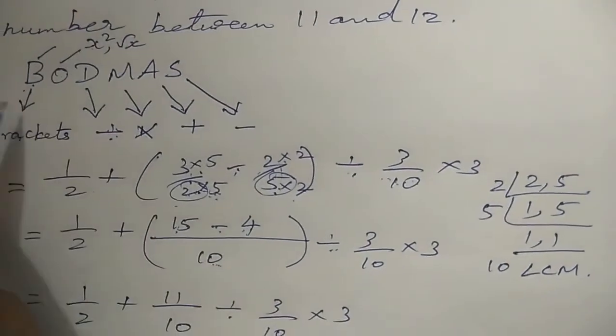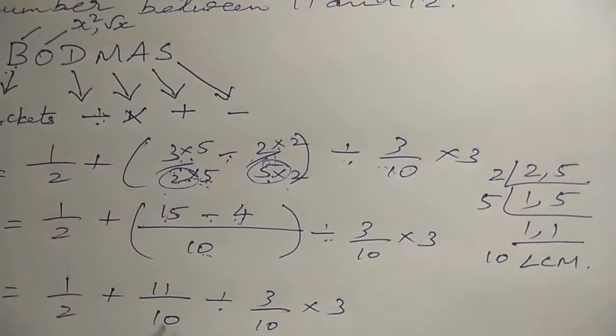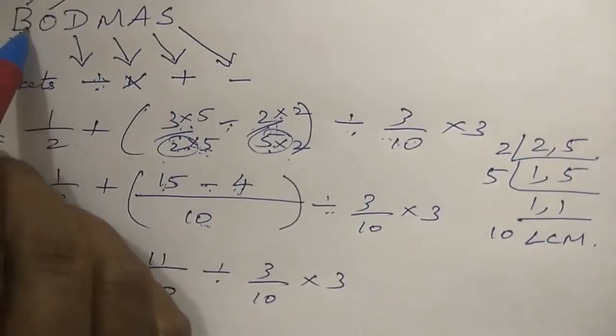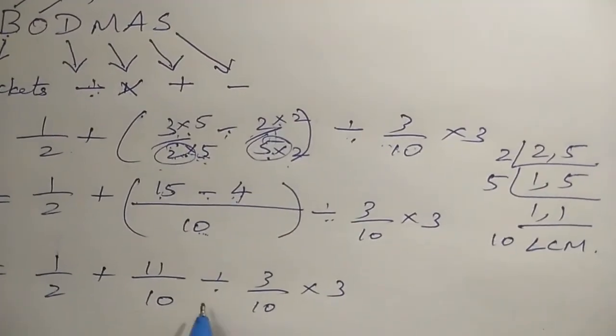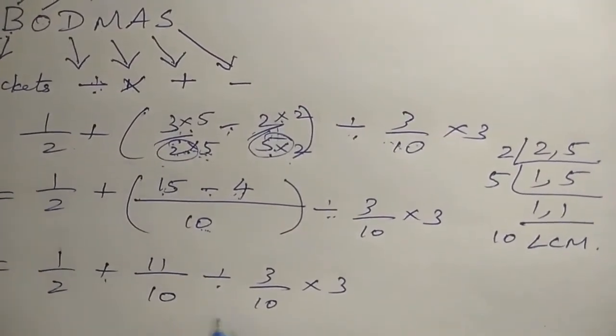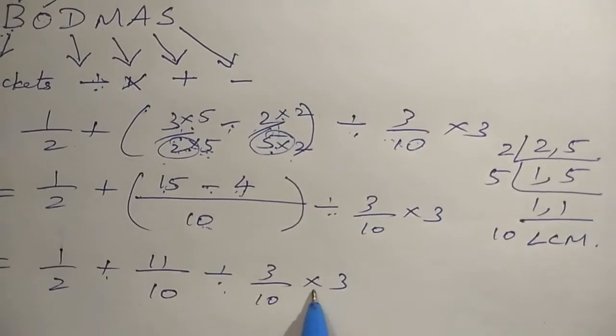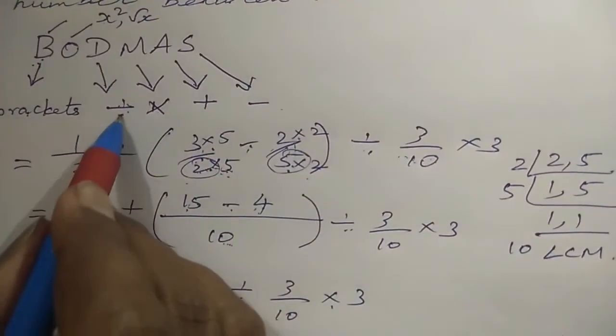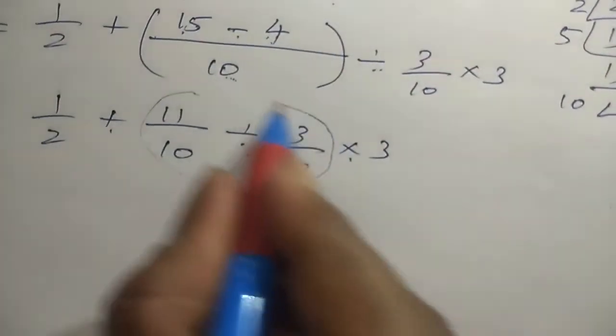Yes, so we finish the brackets. We solved into a smaller fraction. So the first step is okay. Next, here we are having addition, division and multiplication. What is the first thing we have to do here? We have to do only the division here, right? The division is coming here, this part alone.